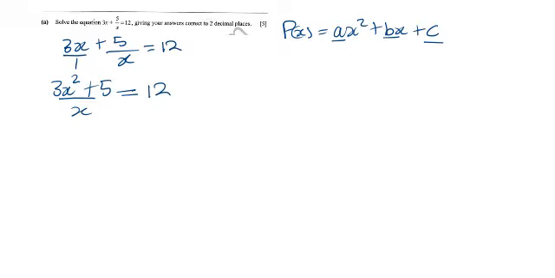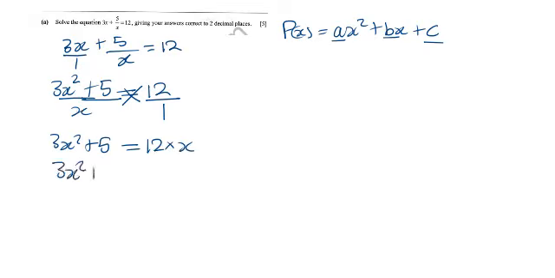Now when you have something like this, as you can see, it is equal to 12. So this 12 is the same as 12 over 1. Since there's an equal sign there, we cross multiply. Therefore x will multiply with 12 and 1 will multiply with 3x squared plus 5. So it will be 3x squared plus 5 multiplied by 1, which is just 3x squared plus 5, equal to 12 multiplied by x, it is 12x, like that.